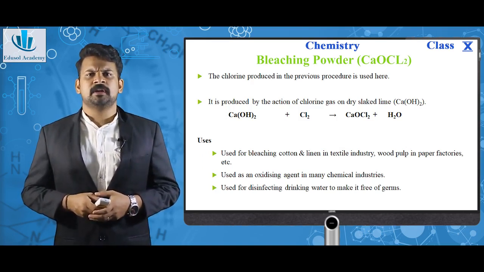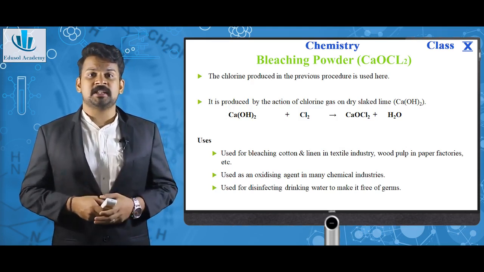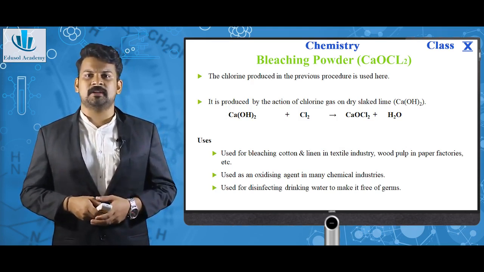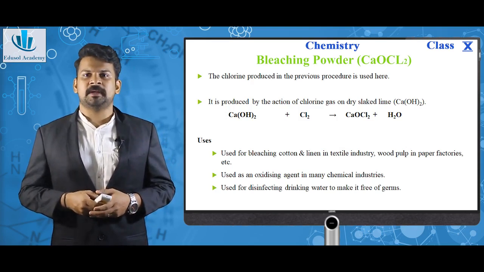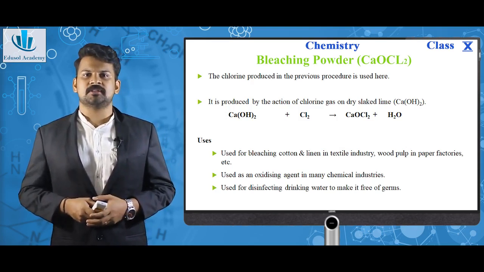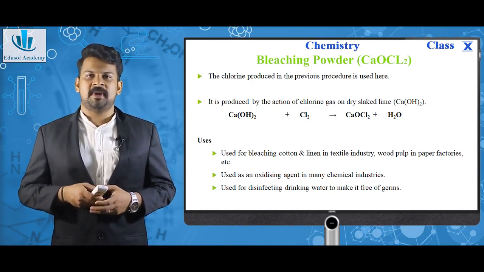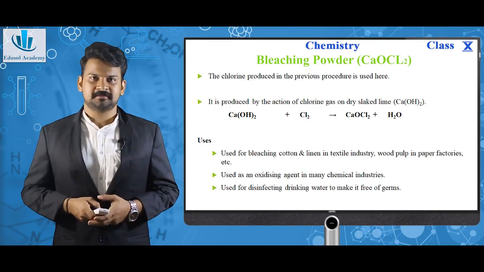Bleaching powder is also the thing that we use in our daily life. It is used for bleaching cotton and linen in textile industry. It is also used in wood pulp in paper factories. It is used as oxidizing agent in many chemical industries. It is used as a disinfectant to make things free of germs.